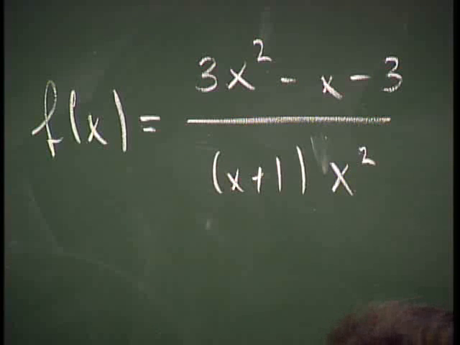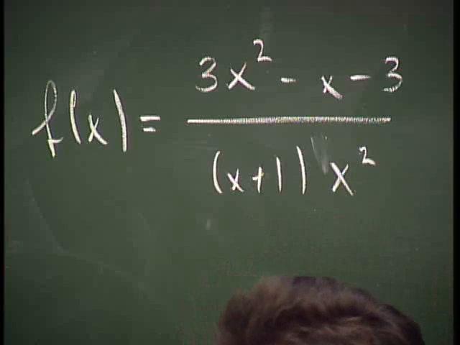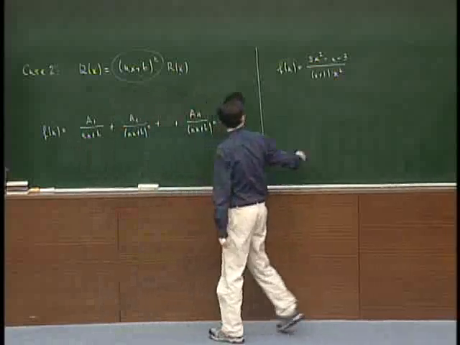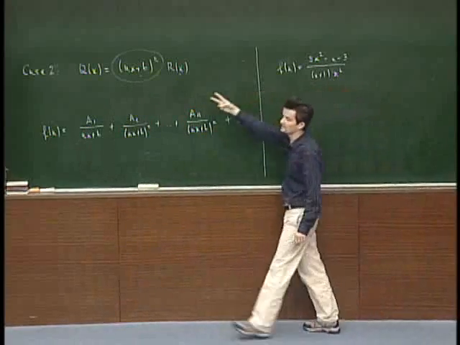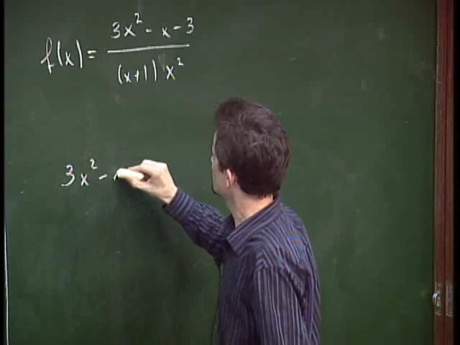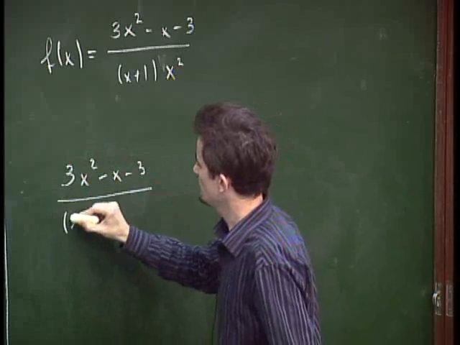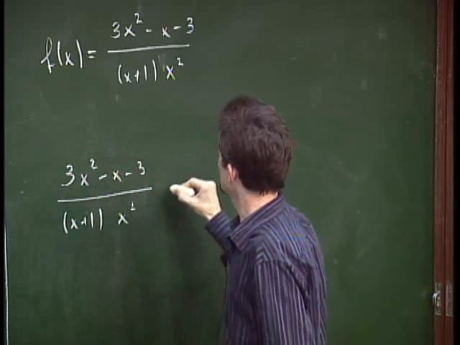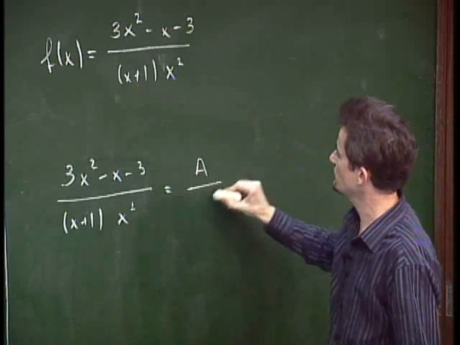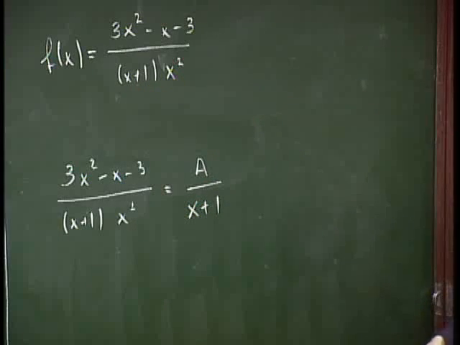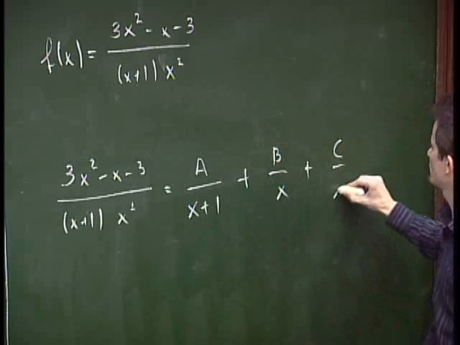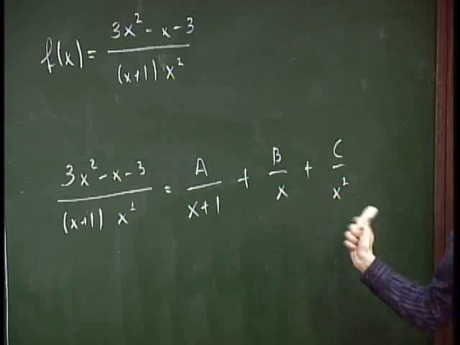Now, in the second step, we have to factorize the denominator. This is already done here. And we see that we are actually in the second case, because there is one linear factor, namely x, which occurs twice. So we know that we have to set up the problem 3x squared minus x minus 3 over x plus 1 times x squared is equal to. For this one, we already know from the first case, it's just a over x plus 1. And for this one, we have to choose b over x plus c over x squared. Don't forget that you have to choose 2 of them.